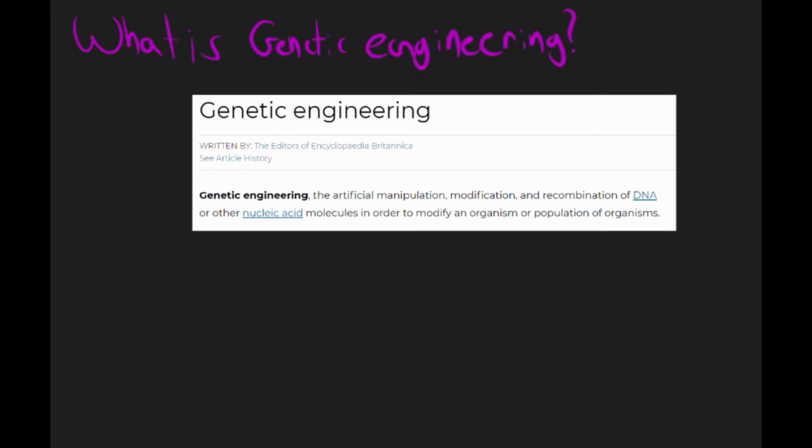Before you can understand it, you have to ask yourself, what exactly is genetic engineering? By the definition of the Encyclopedia Britannica, genetic engineering is the artificial manipulation, modification, and recombination of DNA or other nucleic acid molecules in order to modify an organism or population of organisms. An easier way to explain this is that they can change the genetic structure in an organism by either changing, rearranging, or adding strands of DNA, which in turn would change the organism itself, possibly even the entire population of animals if put into effect.